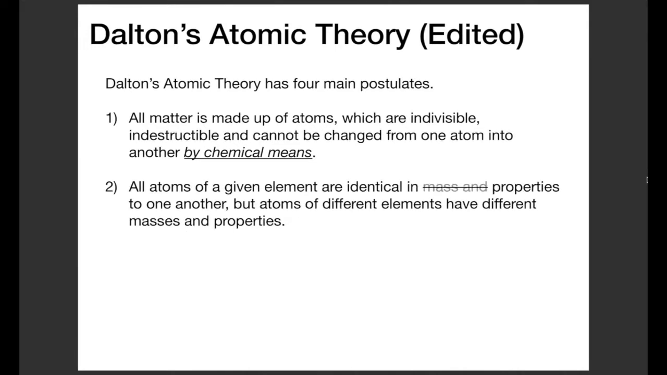His second postulate was stated as: all atoms of a given element are identical in mass and properties to one another, but atoms of different elements have different masses and properties. We take out the "mass" in "identical in mass and properties" because we now know that isotopes exist.